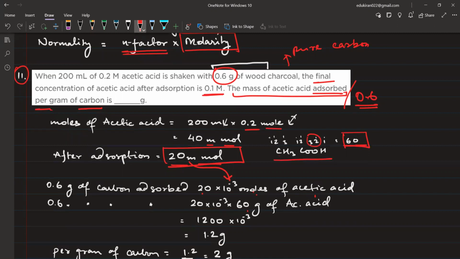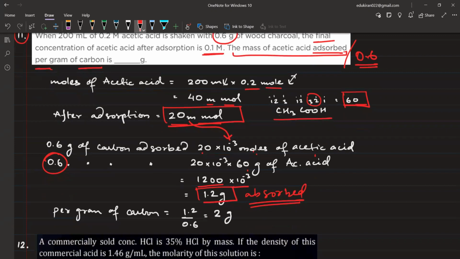Now 20 into 60 into 10 to the power minus 3, it is going to give you 1200 into 10 to the power minus 3. 1200 into 10 to the power minus 3 is going to give you 1.2. So 1.2 gram of acetic acid has been adsorbed, or 1.2 gram has been adsorbed by 0.6 gram of carbon. That means per gram क्या हो जाएगा? 1.2 upon 0.6, that is equal to 2 grams. तो आपका आंसर कितना हो जाएगा यहाँ पे? This is 2 grams. Per gram of carbon, it has the ability to adsorb 2 grams of acetic acid.